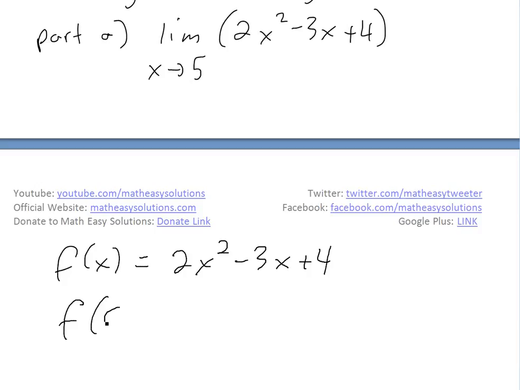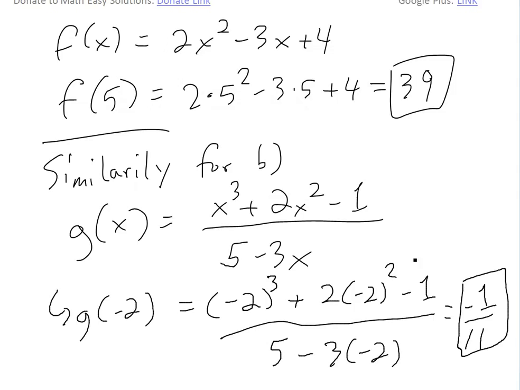Now if we plug in f of 5, we're going to get 2 times 5 squared minus 3 times 5 plus 4, and when you solve this, we get 39, which is the correct answer. Similarly for part B, if you let g of x equal that limit and plug in negative 2, we get negative 1 over 11 here. These are the correct answers.